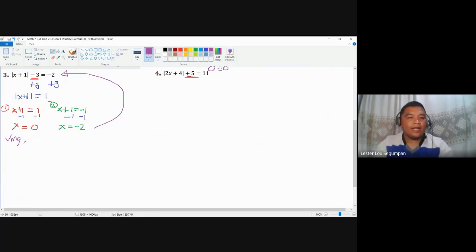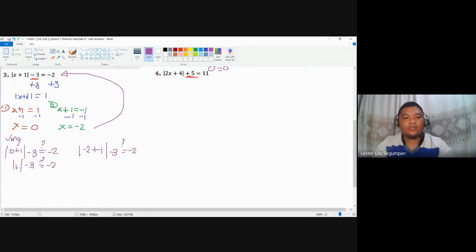So when we do that, substitute here: 0 plus 1 minus 3, question mark, negative 2. Second checking: negative 2 plus 1 minus 3, negative 2, question mark. 0 plus 1 is 1, minus 3 is negative 2. No need to remove the negative 3 here.